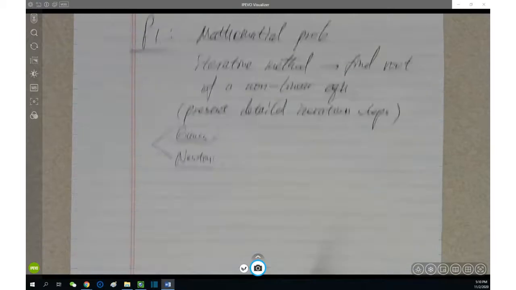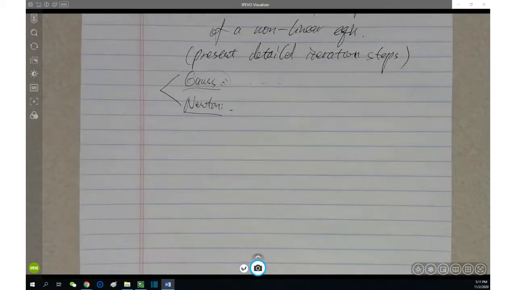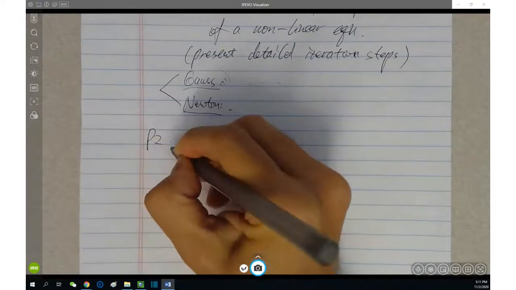This is problem one. And then problem two is the power flow.